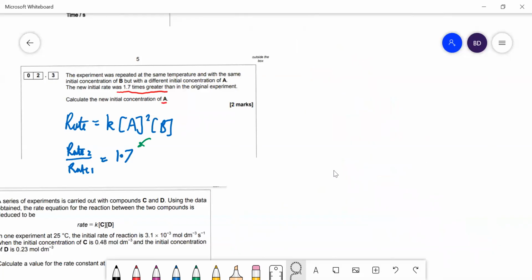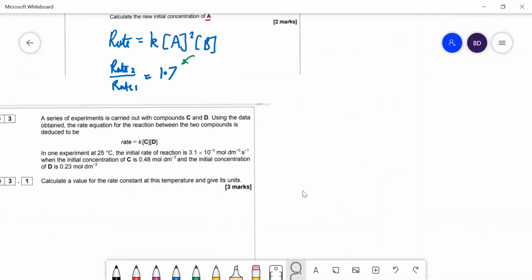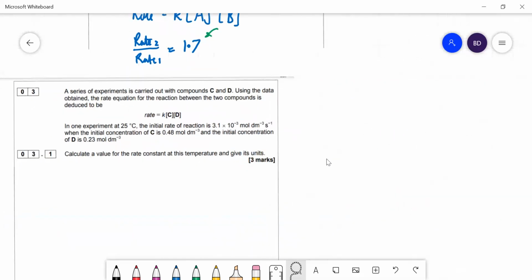Okay, question 3. Right, now this is a straightforward plug-in numbers into equations type question. So look, it tells us the rate equation here. It gives us the initial rate. It gives us the concentration of C and the concentration of D, and we've got to find out the value of the rate constant K. So let's rearrange that equation. So we're going to get K is equal to rate over C times D.